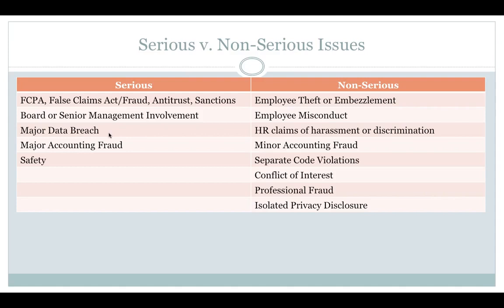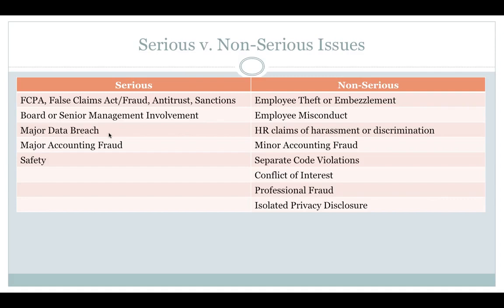I'm talking about safety in the production of whatever your product is, be it getting oil, be it whatever it is. Major accounting fraud, obviously. When I use the word major, what I'm really trying to distinguish between is a one-off, one person doing something, two people stealing money from a company. The non-serious, like I talked about, there are a lot of employee theft or embezzlement cases. One employee misconduct, it's an HR issue. HR claims of harassment. A minor accounting fraud, what I'm looking at in those things is when people are doctoring the books to cover up their theft or embezzlement or to steal money.